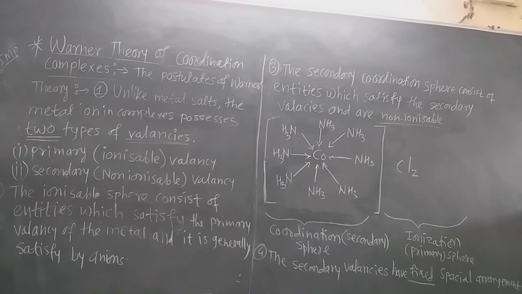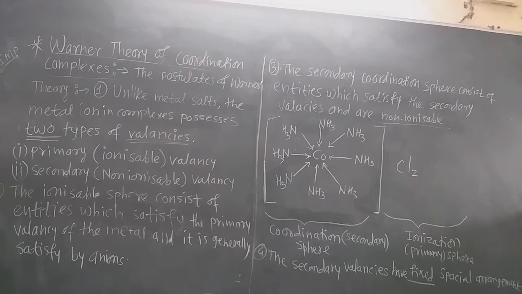What is the valency of the metal ion in NaCl? +1. Is there another valency? No. In copper sulfate, what is there? In copper sulfate, the copper has only the +2 valency and not another valency. But in a complex ion, the metal ion has 2 types of valency. Remember that. First one is the primary valency, which is also called the ionizable valency, and second one is the non-ionizable valency or secondary valency.